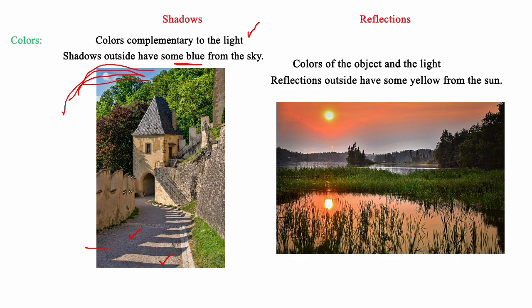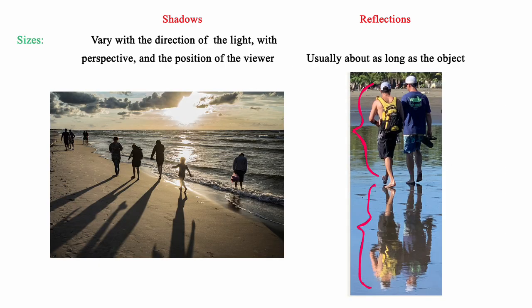In contrast, reflections show the colors of the object, like green grass, as well as the light, like the yellow sun and the orange sky. So how do the shapes and sizes of shadows and reflections differ?